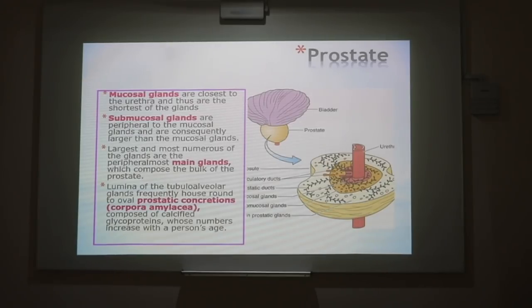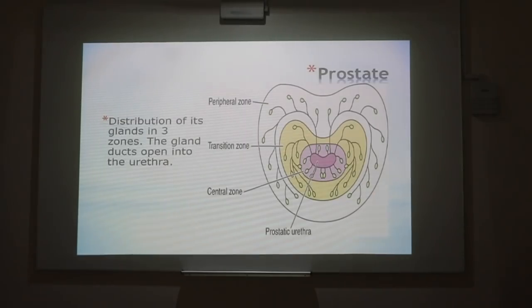The lumen of these glands will contain prostatic concretions, and these concretions are called the corpora amylaceae. So corpora amylaceae are the prostatic secretions which become thickened, and they are present within the lumen of these glands, and they are called the corpora amylaceae.